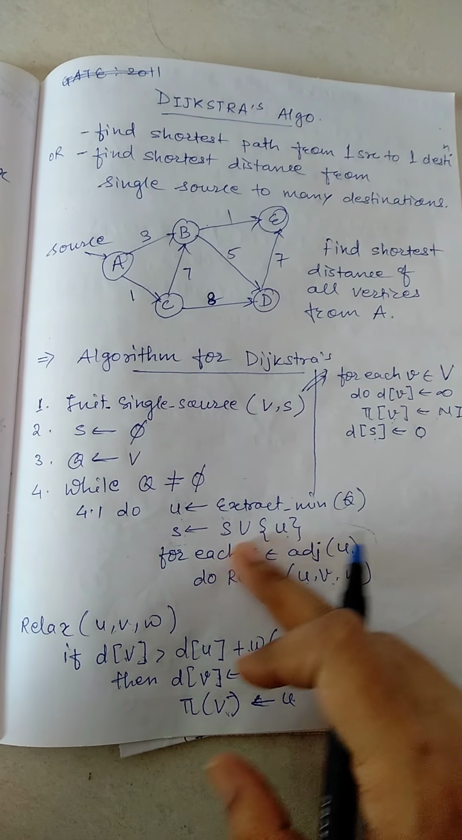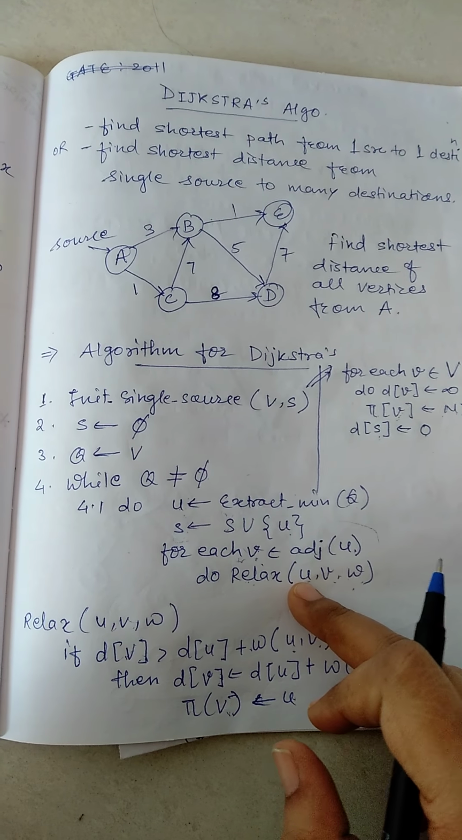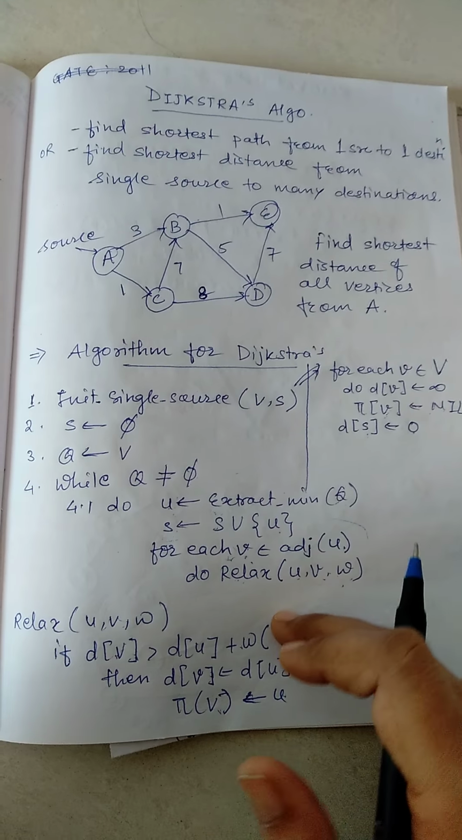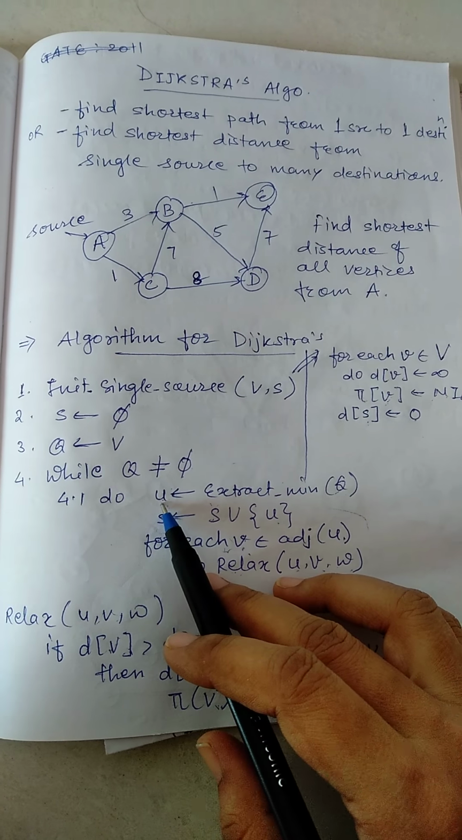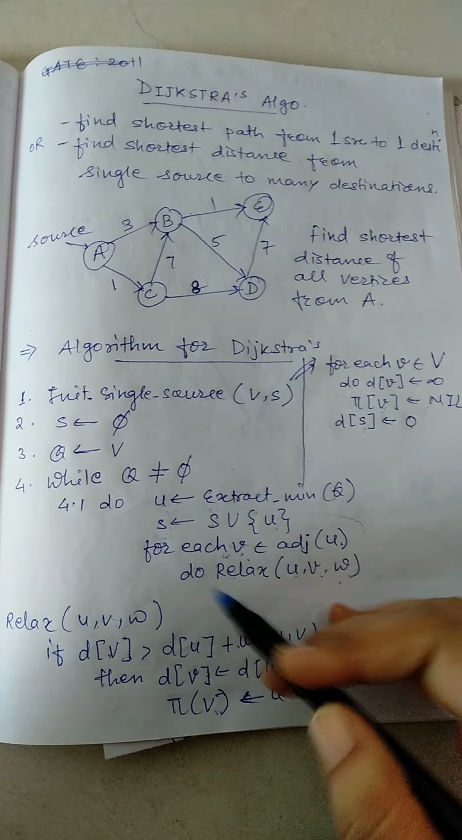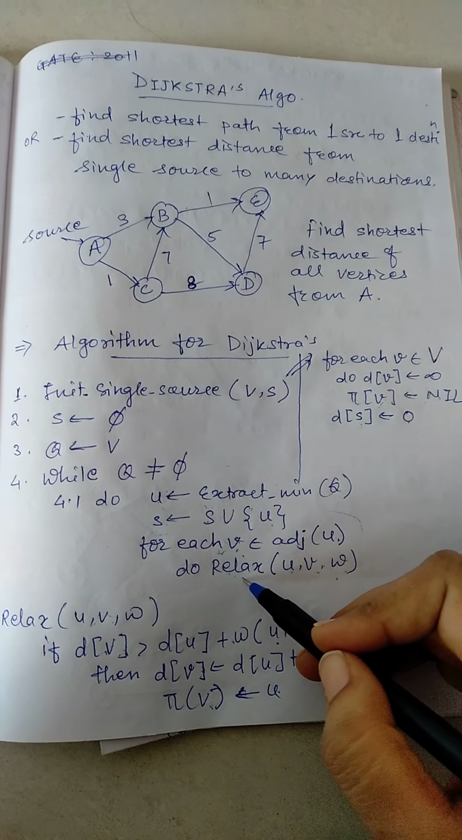We have to do this for every vertex, and as the d values get modified, we go on extracting the vertices from Q and we apply the same steps for its adjacent vertices.